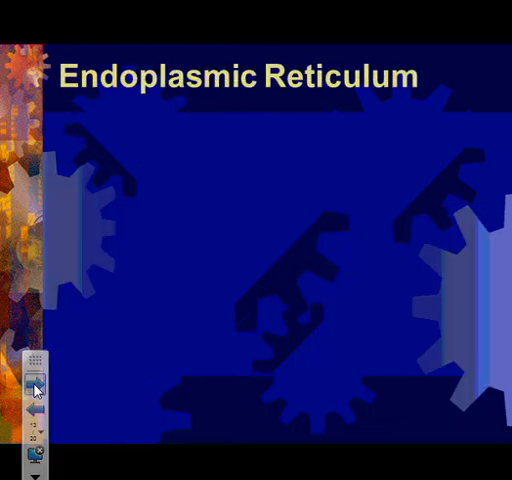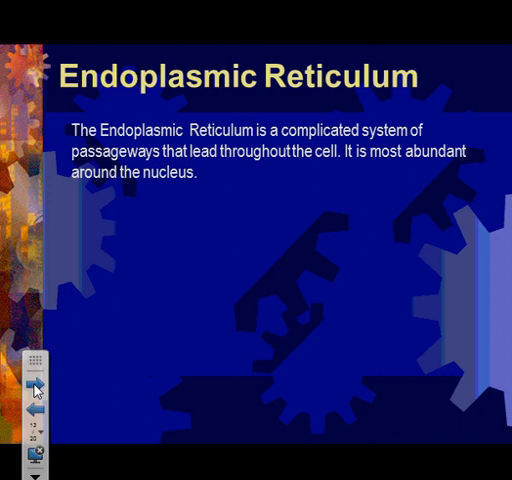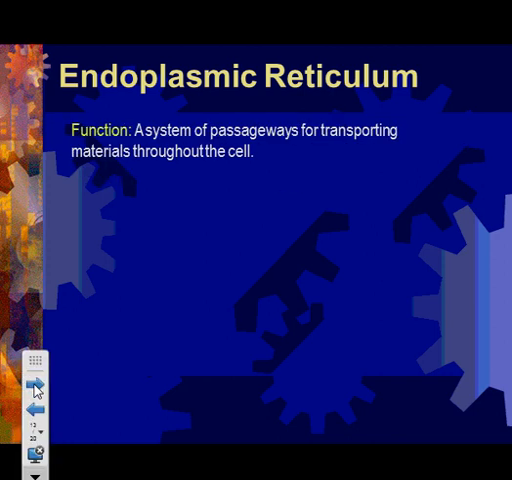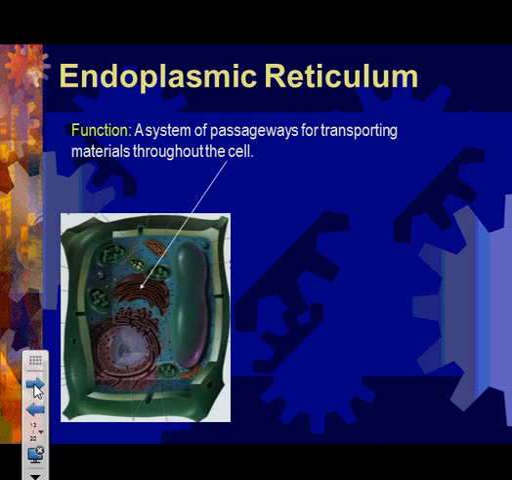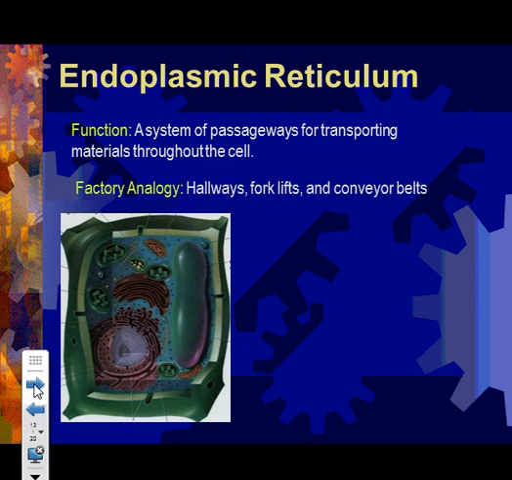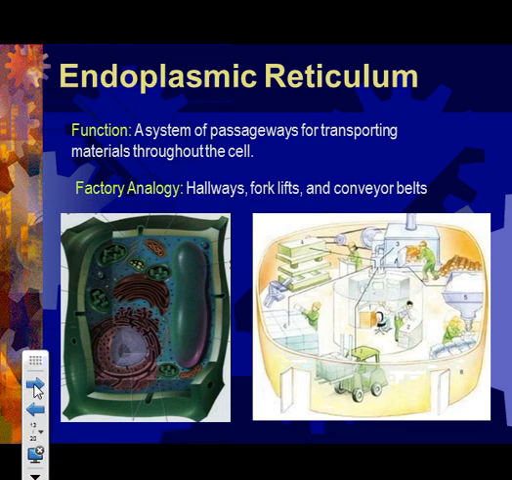Next, we've got the endoplasmic reticulum. The endoplasmic reticulum is a complicated system of passageways that leads throughout the cell. It is most abundant around the nucleus. Its function is a system of passageways for transporting materials throughout the cell. Here we see some endoplasmic reticulum here and here. Again, lots of it around the nucleus. In our factory, it would be like hallways, forklifts, and conveyor belts, all designed for moving stuff around, transport. That forklift might represent the endoplasmic reticulum.